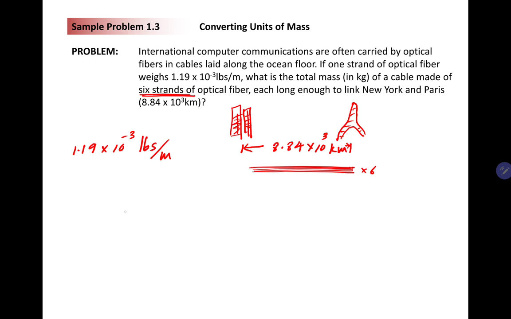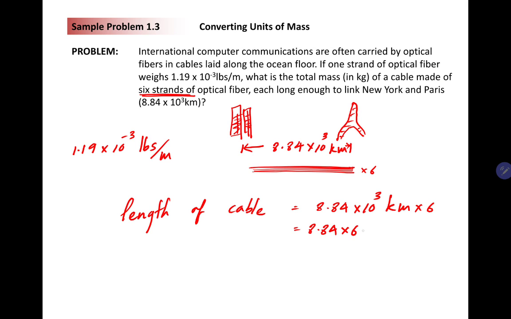So length of cable. It could have easily been 8.84 times 10 to the power 3 kilometers, but unfortunately they want us to lay 6 strands of cable, so multiply it by 6. Once again I don't have a calculator, which is a good thing. You don't want to do all the calculations one by one. You want to keep all your calculations to the end, so try to do the calculations the way that I do it.